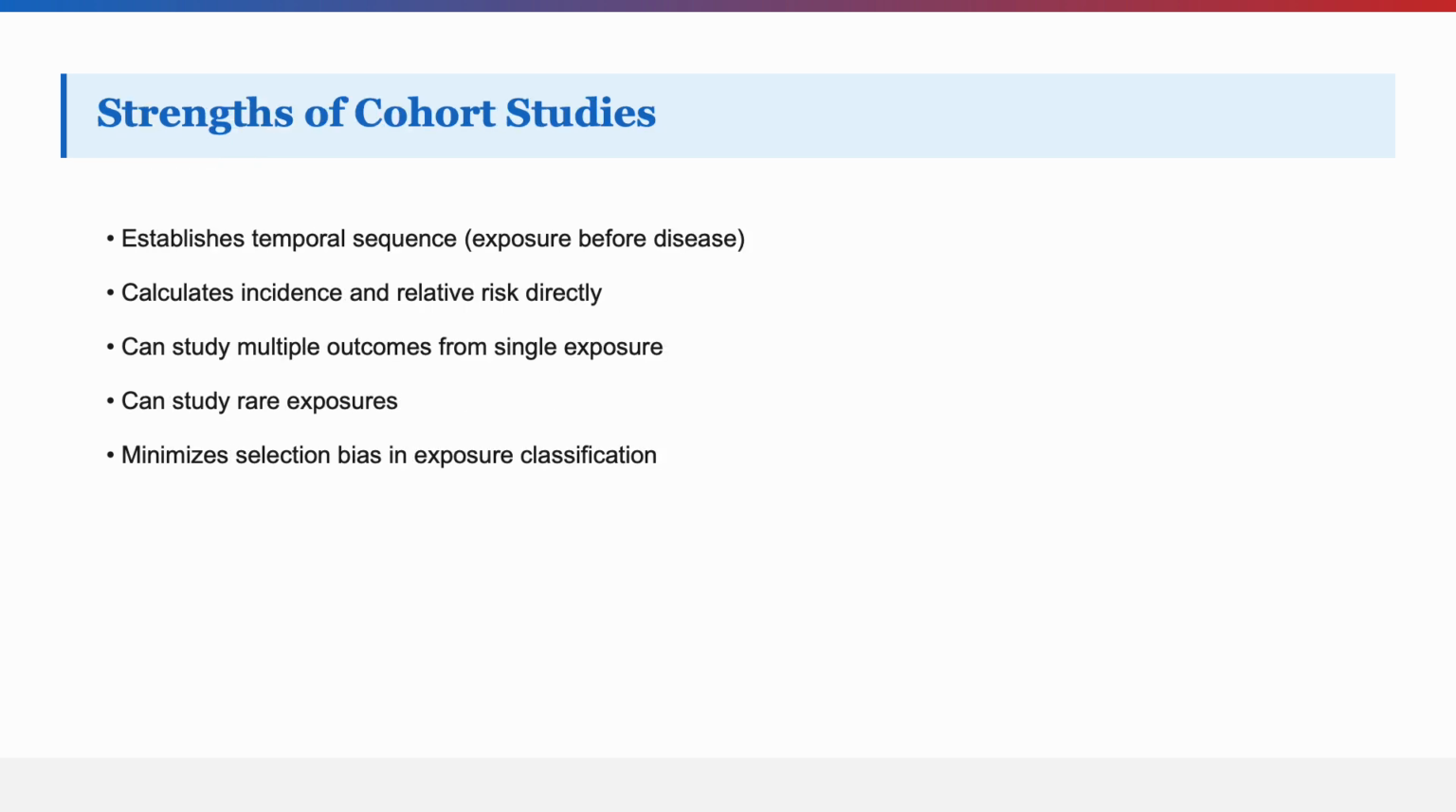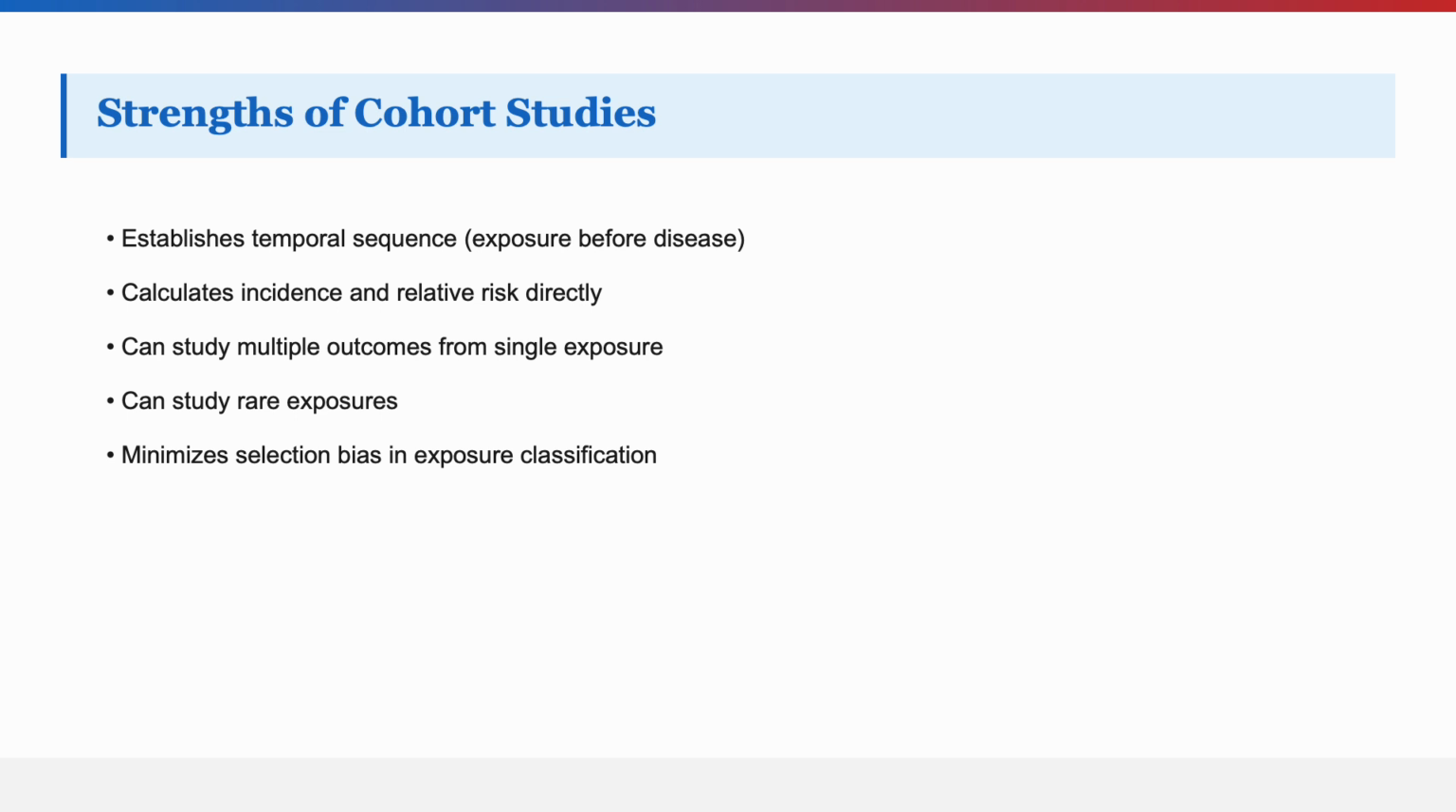Cohort studies have several important strengths that make them valuable for causal inference. Temporal sequence is established by design. Because you measure exposure before disease occurs, you know that exposure preceded outcome. This is essential for any causal claim, cause must come before effect. You can calculate incidence directly. You know who was at risk at the start and who developed disease during follow-up. This gives you true risks and relative risks, not just odds ratios.